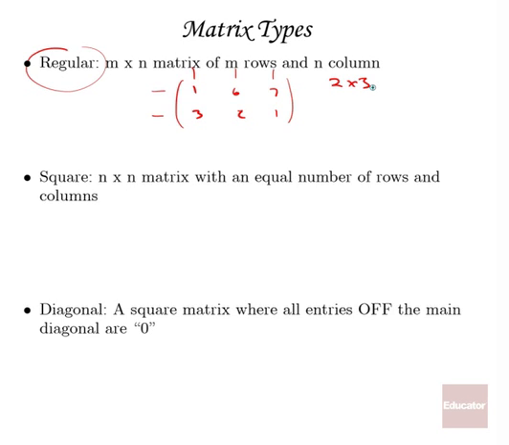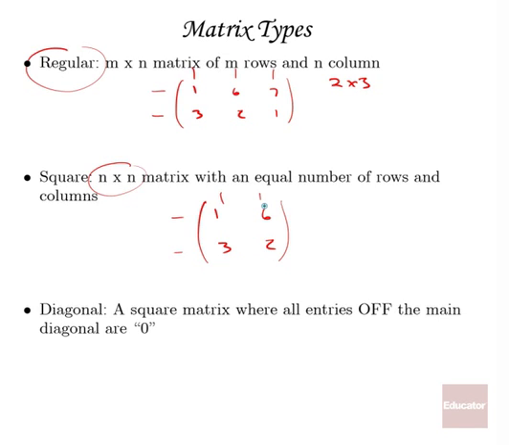A square matrix is n by n. That means the number of rows equals the number of columns. So an example might be 1, 6, 3, 2. 2 rows, 2 columns. Square matrices are very, very important and will play a major role throughout, particularly in the latter part of the course when we talk about eigenvalues and eigenvectors.